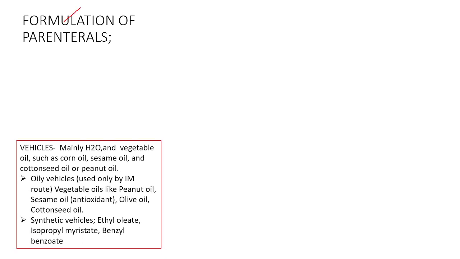Here for vehicles, majorly we prefer water. Some vegetable oils like corn oil, sesame oil, cottonseed oil and peanut oil. These oily vehicles are majorly used for the intramuscular route of administration. Next, some synthetic vehicles are also there: ethyl oleate, isopropyl myristate, benzyl benzoate.